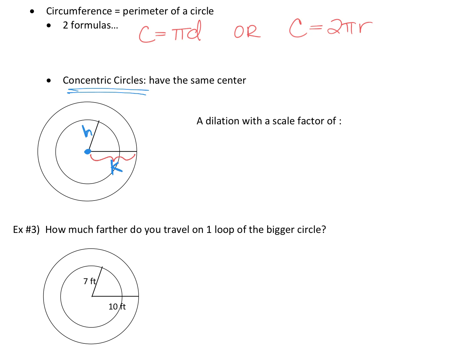You always do the image over the pre-image, okay? So the first figure should go on bottom. I'm not telling you what your starting figure was, but if we're dilating this, we're going to say our original figure is the smaller circle, and it dilated, it grew. So your scale factor is radius over radius, or K over H, okay?